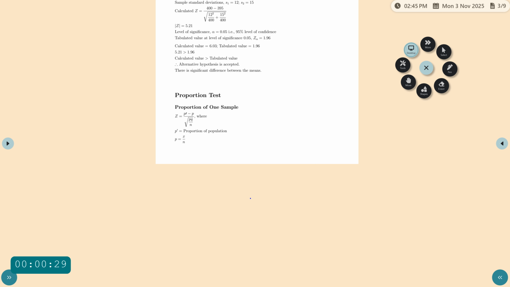What is proportion? Suppose out of 100 people, 56 used to take coffee. This is proportion. The proportion of those who do not have coffee is simply 1 minus 56 by 100. This is called P. Here this is X. This is called N, the sample size.